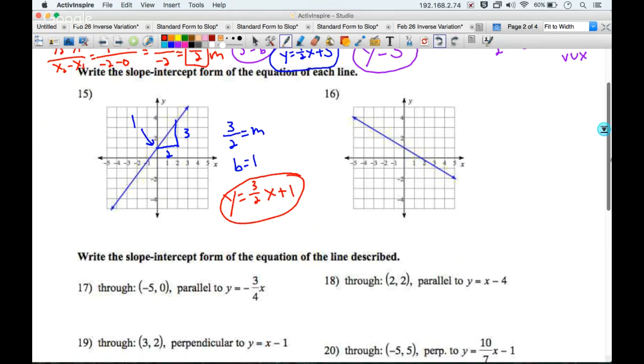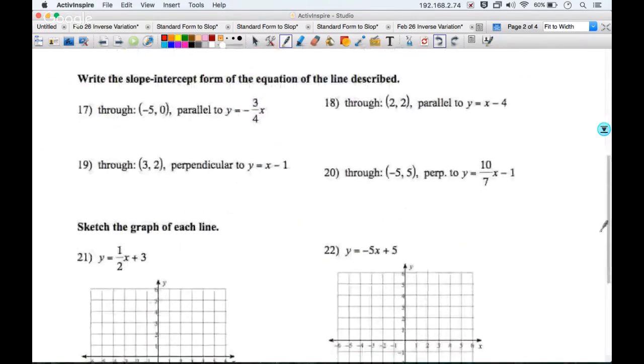All right, moving on. Write the slope-intercept form of the equation of the line described. So first we've got some parallel lines. The thing we need to know about parallel lines is that they have the same slope. So if I look at the line that this is going to be parallel to, and I just look at its slope, I already have the slope for my new line because it has to match. And now I'm just going to borrow this x and y and solve for b.